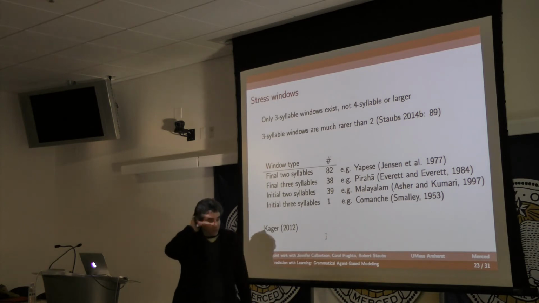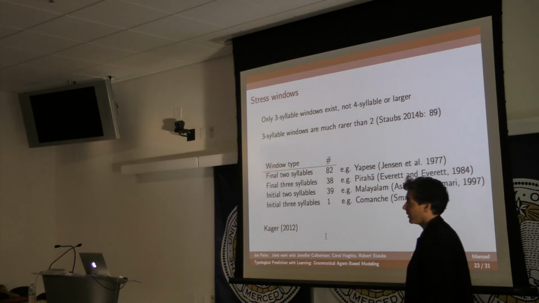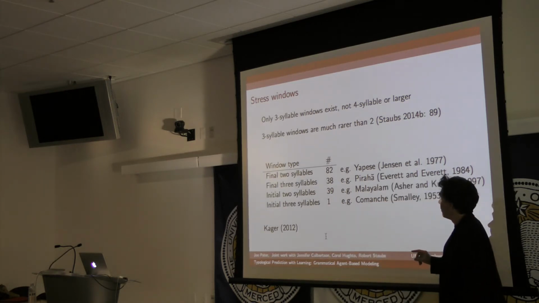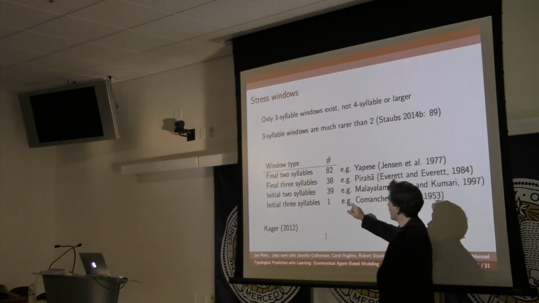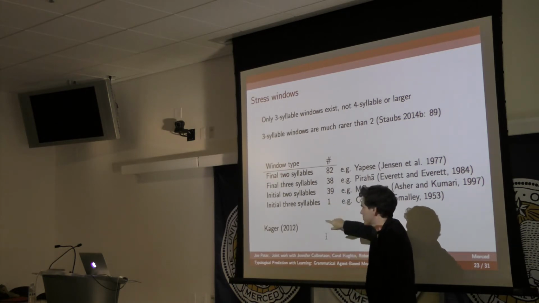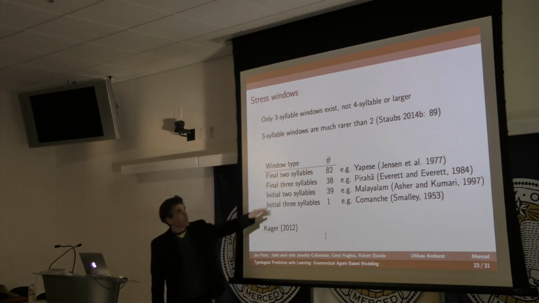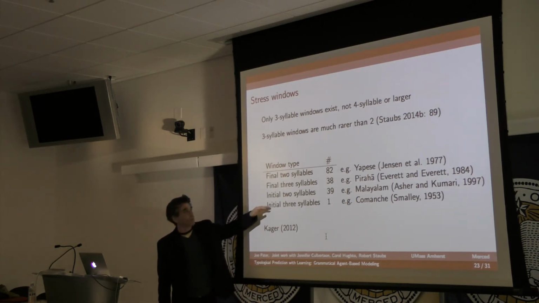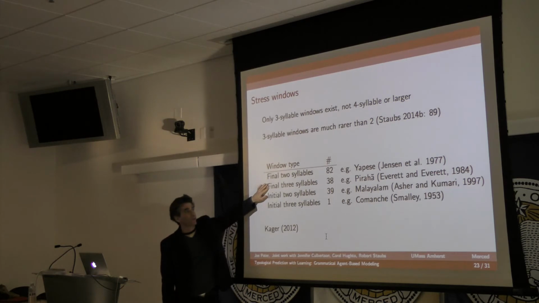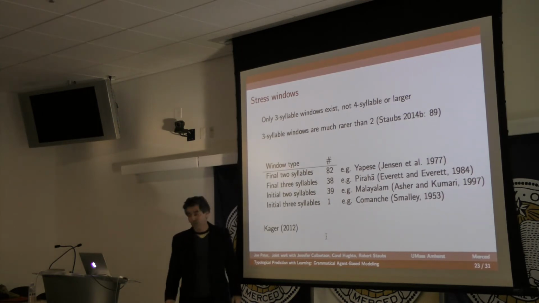So here are some data on stress windows. It's correct that 4-syllable windows don't exist. This is from a paper by René Kager. It shows you languages with final 2-syllable windows, final 3-syllable windows, initial 2-syllable, initial 3-syllable. Apparently there are a couple more cases of these besides the ones in Kager's paper. But what you'll notice is not only that a four-syllable window is absent, but there's a big difference between final two-syllable and final three-syllable, initial two and initial three. That is, two-syllable windows are more common than three-syllable windows.